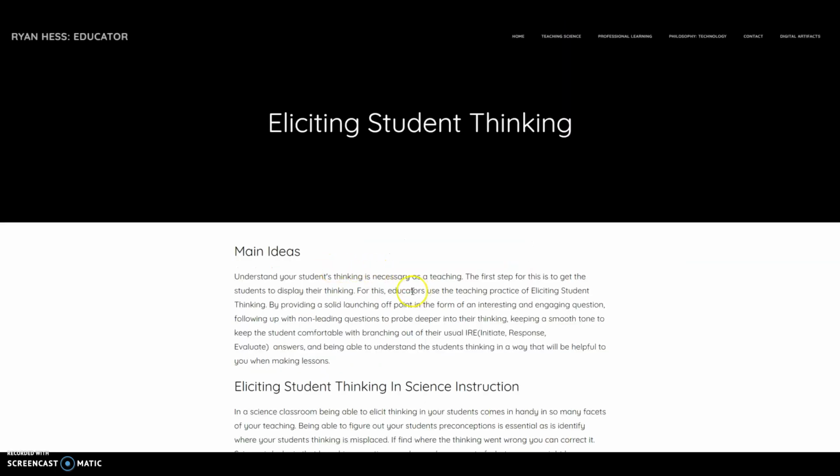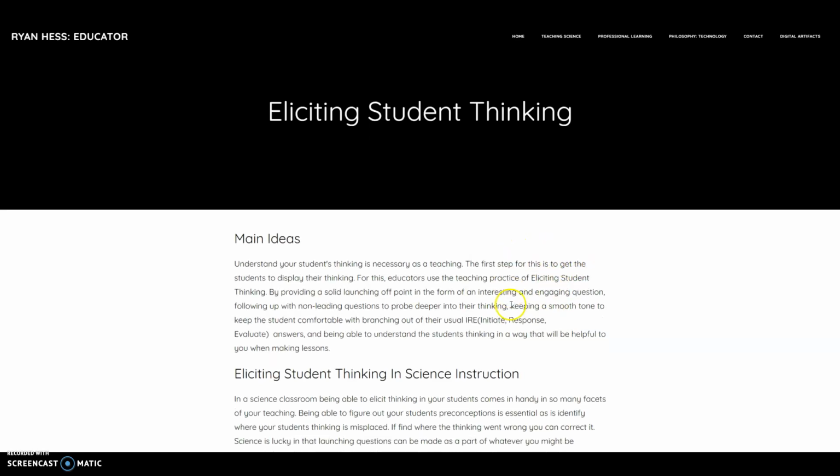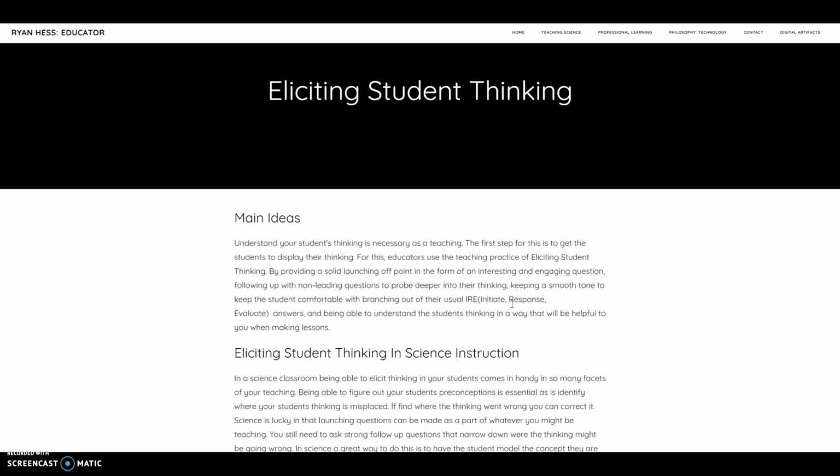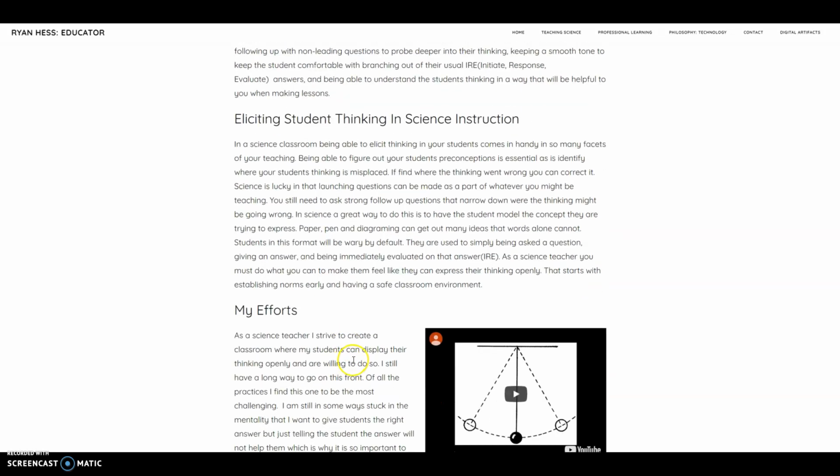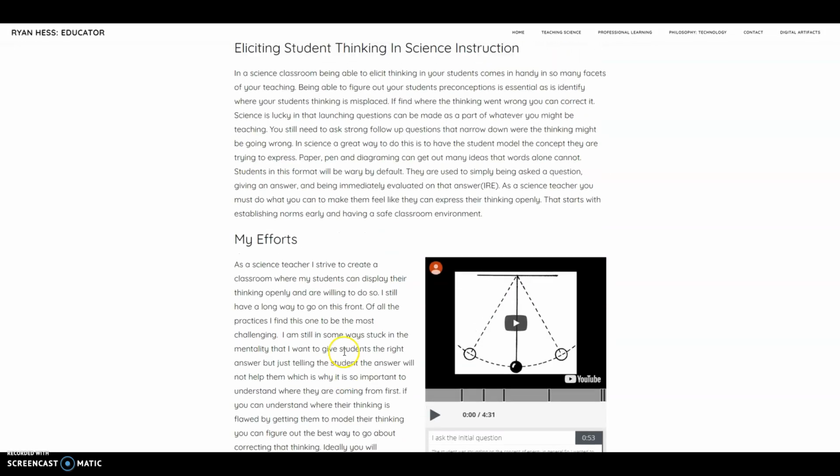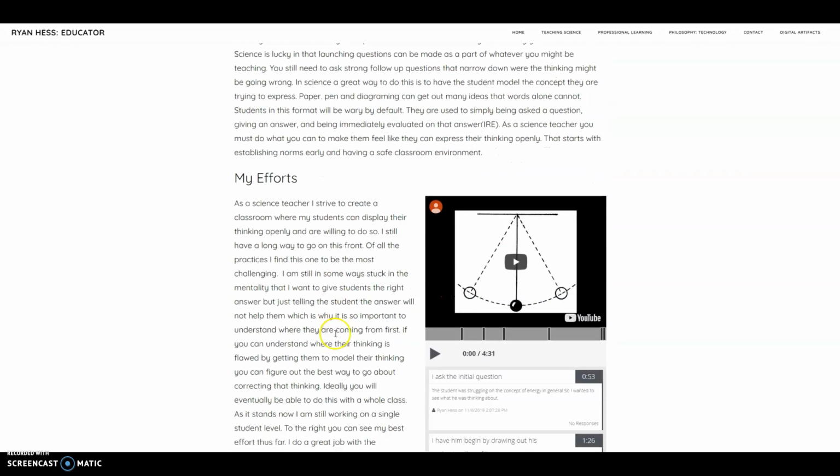So moving on here to eliciting student thinking. So the main idea for eliciting student thinking is that at times when you're teaching, you're going to have difficulty understanding where a student is missing the information, why they're not getting a concept. So in order for us to find that as educators, we're going to need the students to display their thinking. So we use the practice of eliciting student thinking. So this one is a difficult practice, at least for me. Perhaps not for everybody.